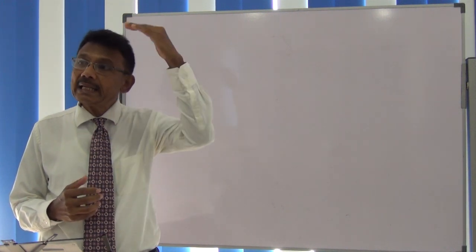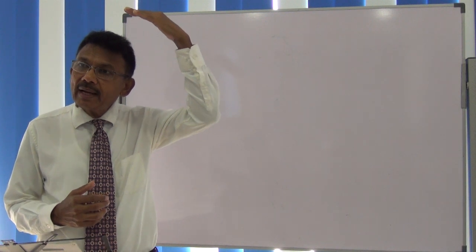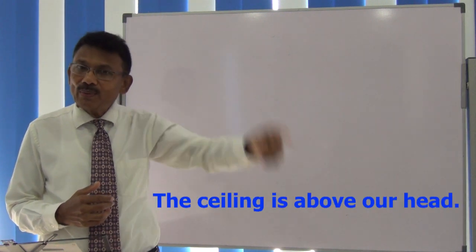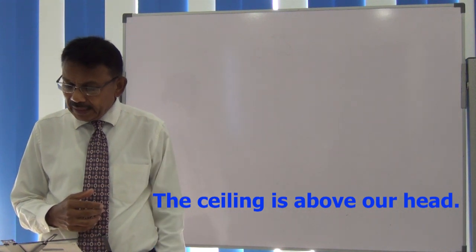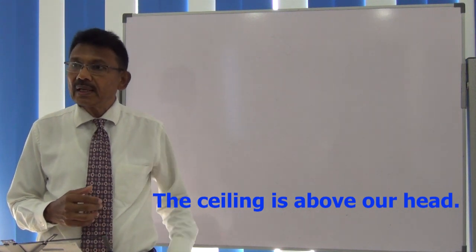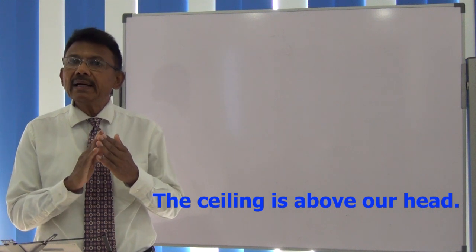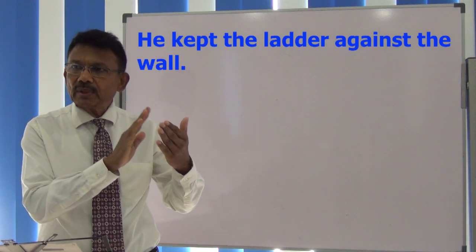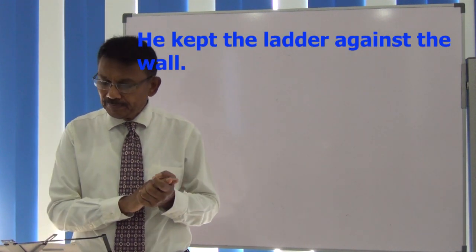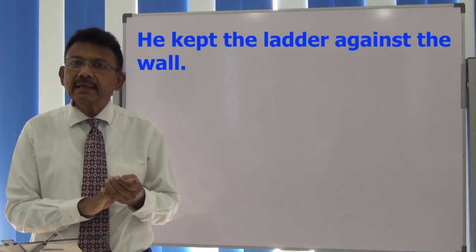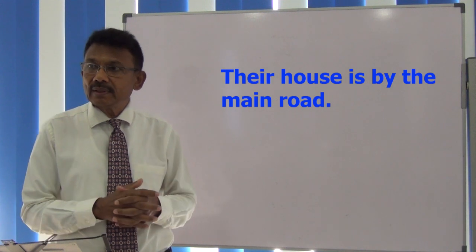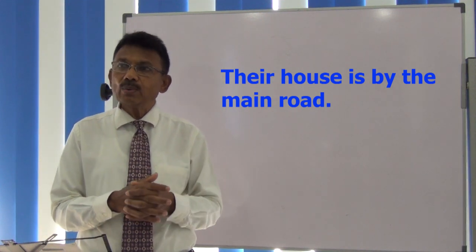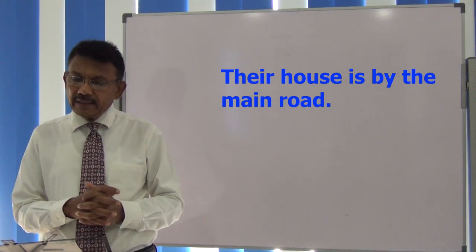The ceiling is above our head. So it is a place where the ceiling is, right? Then against, he kept the ladder against the wall. So that is the place where he kept it. Then by, their house is by the main road. So there is a place where their house is situated. Okay, right.